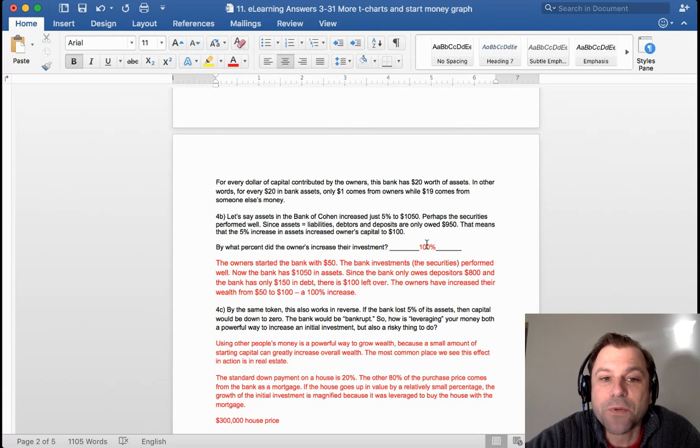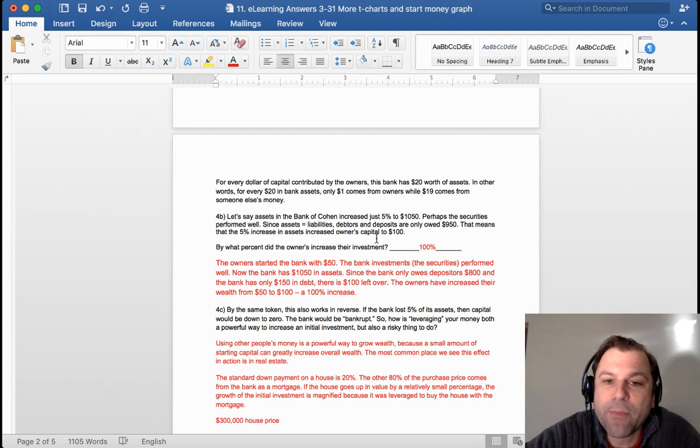That's a 100% increase. The owner started the bank with $50. The bank investments performed well, so now the asset side is, instead of being 1,000, it's 1,050. Since the bank owes depositors 800 and the bank only has $150 in debt, there's $100 left over. The owners have increased their wealth from $50 to $100. So that's a 100% increase.